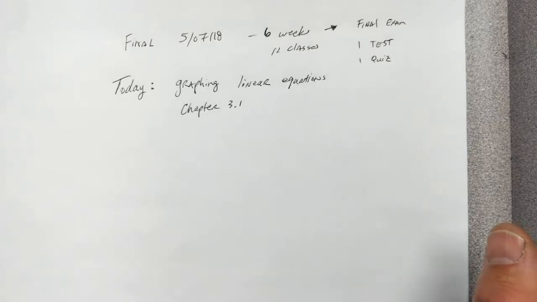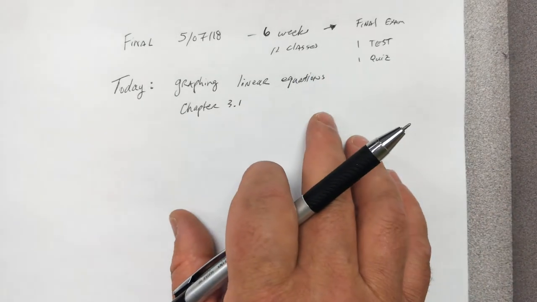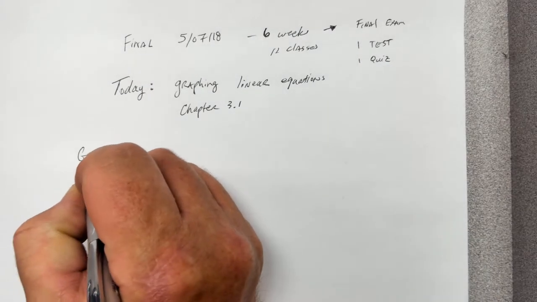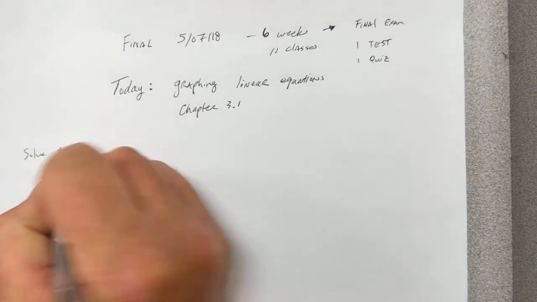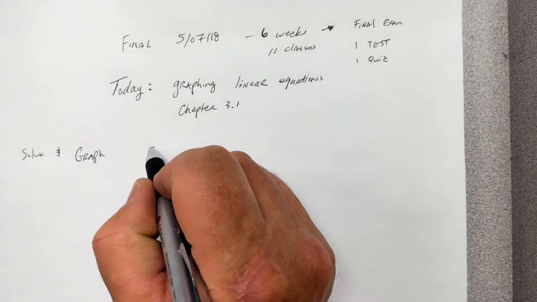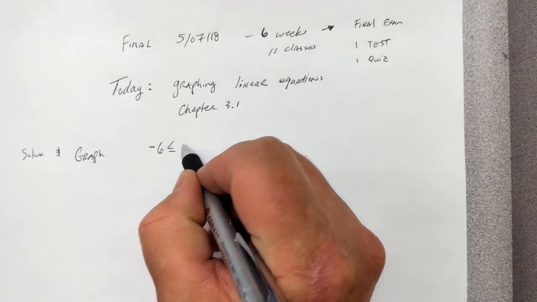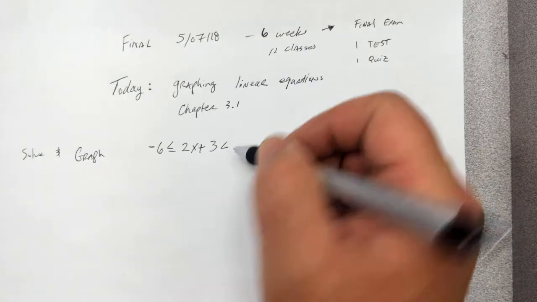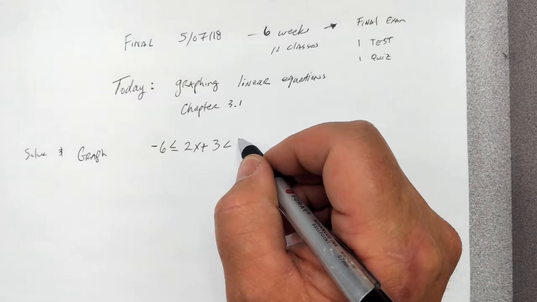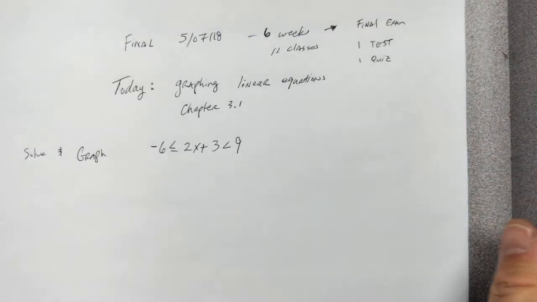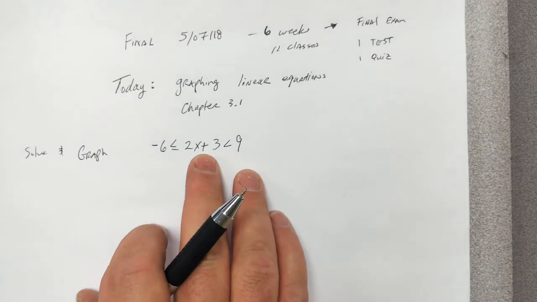All right. Let's talk about Thursday just to kind of refresh our memory, because it is tying into this, okay? So what we had to do on Thursday, we had to solve and graph something like negative 6 less than 2x plus 3 is less than, I don't know, 9. So we had to solve and graph something like that.